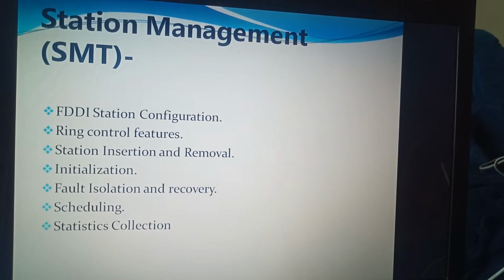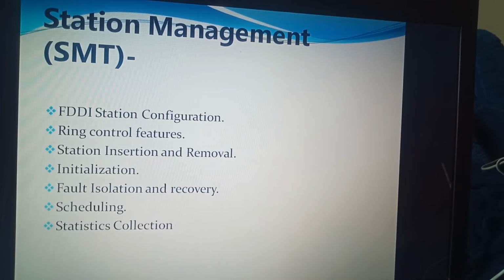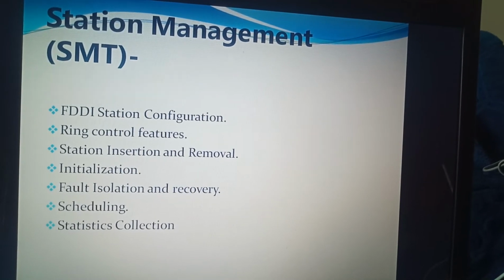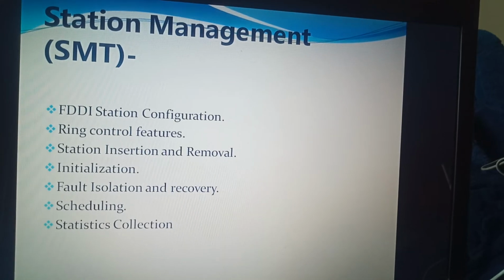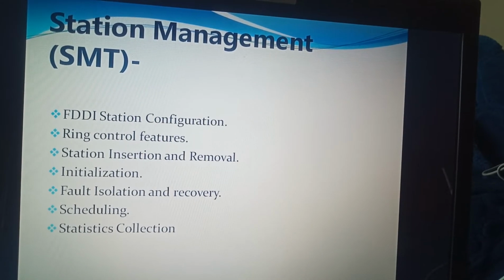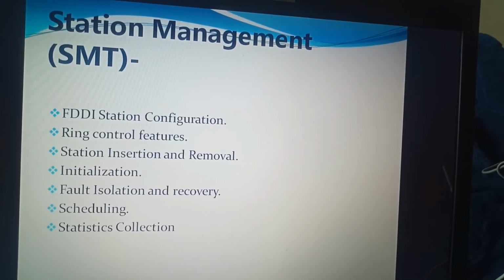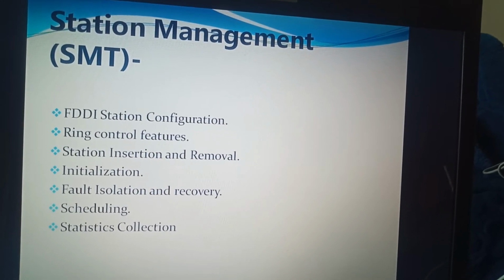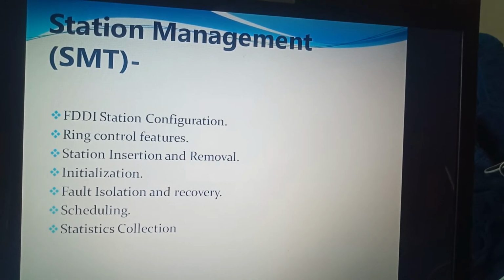Station insertion and removal means we can insert a station and remove a station. Initialization, fault isolation and recovery means if there is any fault, then there is fault isolation and recovery of the error. Scheduling and statistics collection.